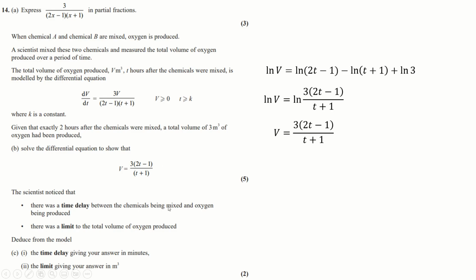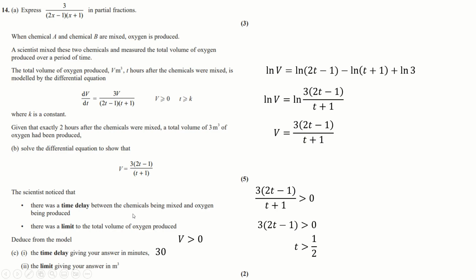Apparently, there's a time delay before any oxygen is produced. V is the oxygen produced. So apparently, time starts, and then there's a bit of a wait, and then the V starts getting bigger than 0. So let's just look for the time when v is bigger than 0. So I want v to be bigger than 0. So I just want this to be bigger than 0. And I just want to find the time in which that happens. Times by t plus 1 doesn't do anything. Solve this and you get t is greater than a half, I guess. So the time delay is half an hour, which is 30 minutes.